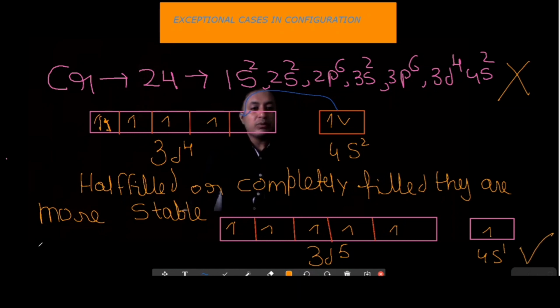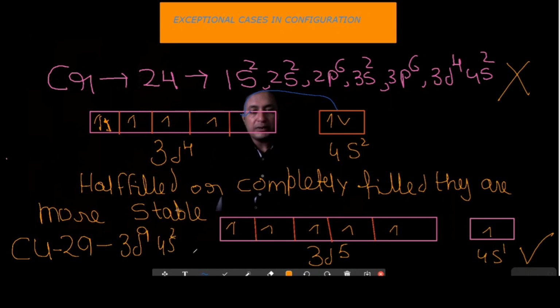The same thing happens in the case of copper. In copper 29 electrons are present, so the valence configuration would be 3d9 4s2. But because an electron can jump from 4s to 3d, the configuration becomes 3d10 and 4s1, which is quite stable. So this is the actual configuration in the case of copper. This is the exceptional case which you have to understand while writing the electronic configuration.